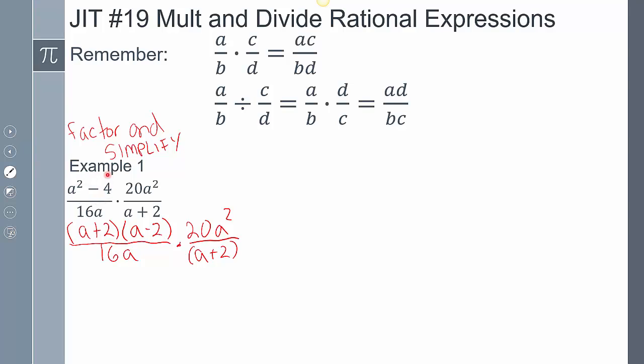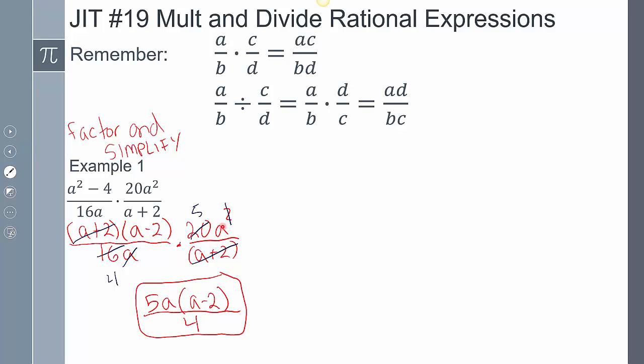Since this is a difference of squares, this factors into a plus 2 and a minus 2. And then this is just 16a, this is 20a squared, and this is just a plus 2. Nothing else factors. Now I can cancel out like factors. So an a plus 2 cancels out, then a plus 2. I have an a squared and an a here. That cancels out. There's a common factor of 4 between both of these, so I have a 4 left over, and that gives me a 5. So on top, I'm going to have 5a times a minus 2, and on the bottom, I'm just going to be left with a 4. And so that's going to be my answer there.